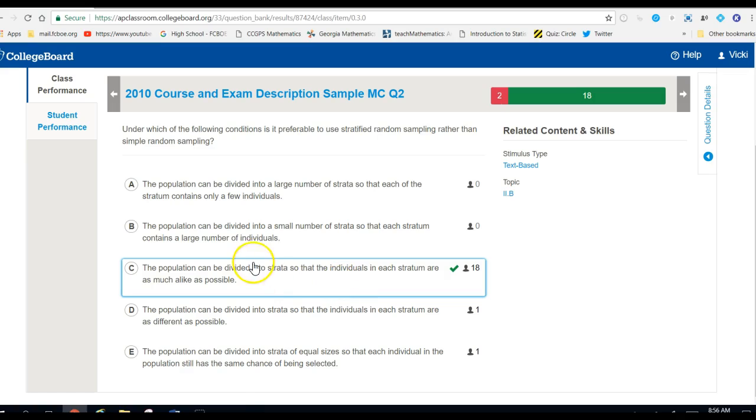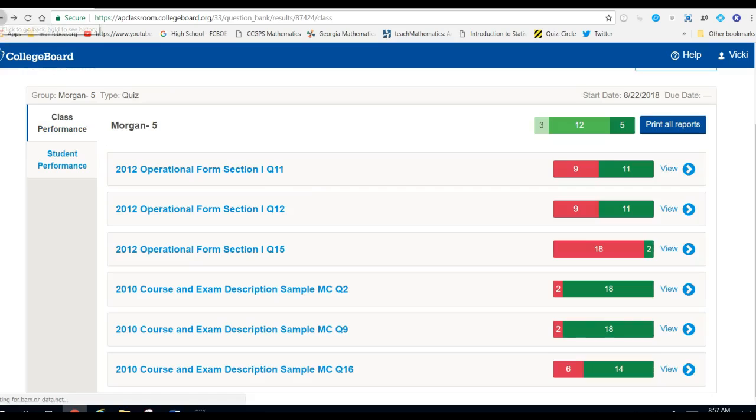Now, the next one most people got, so I won't spend much time on this one. Under which of the following conditions is it preferable to use stratified random sampling rather than simple random sampling? And remember that you use stratified sampling when the individuals in each stratum are as similar as possible within and very different between, especially on whatever it is you're trying to measure. So that would be that answer, so just make sure that makes sense.